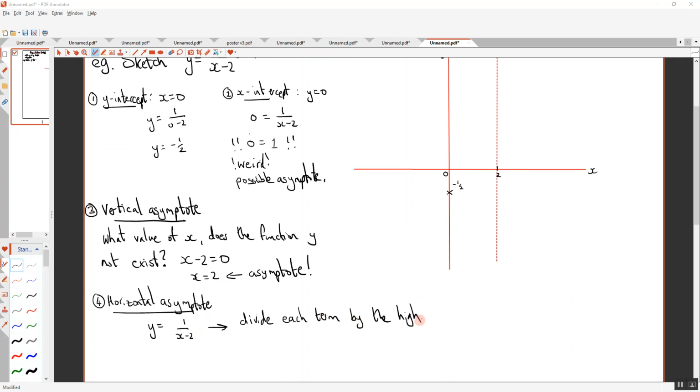So for the horizontal, we're going to divide each term by the highest power of x. So what is the highest power of x in this question? Highest power of x. Yeah, x to the 1, okay? So I'm going to divide every single term by just x to the 1, okay?